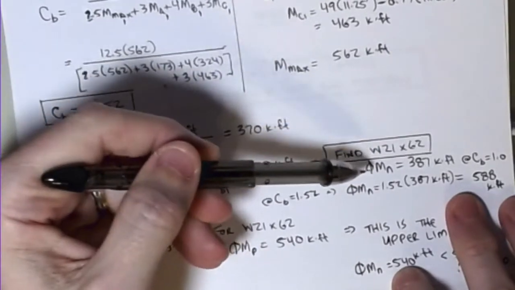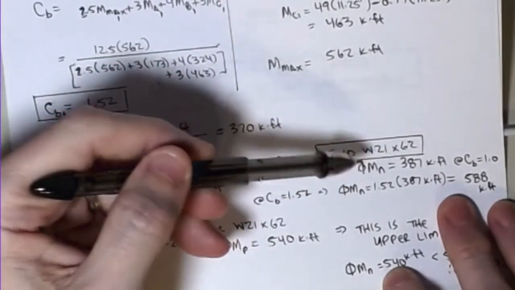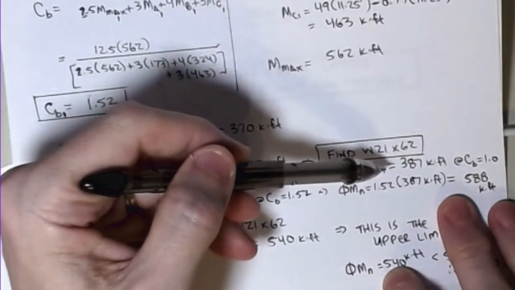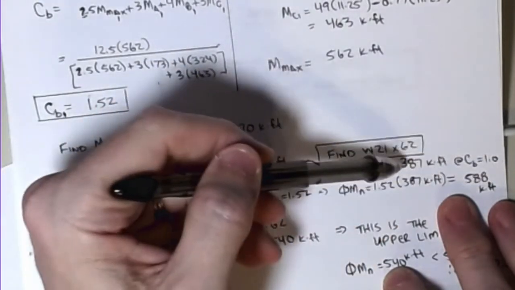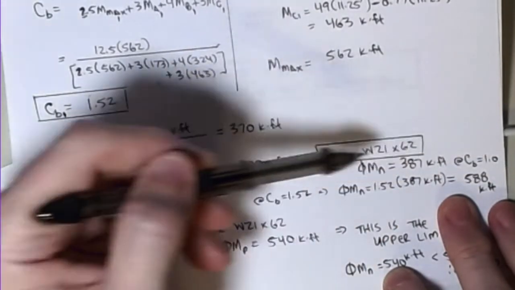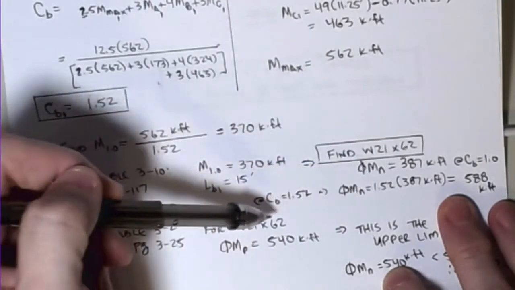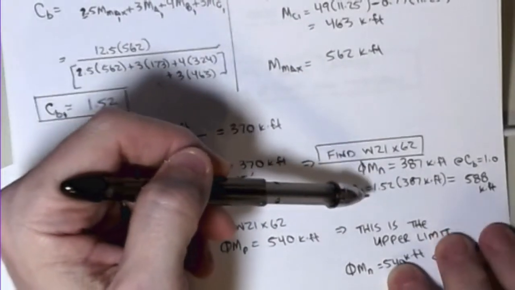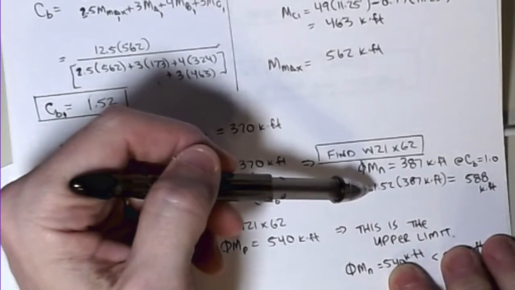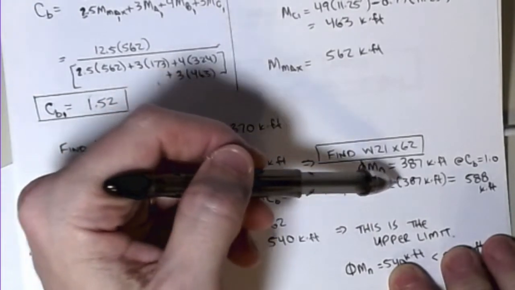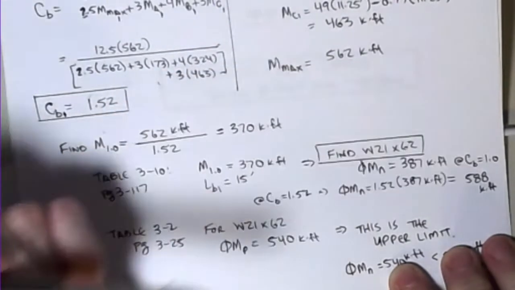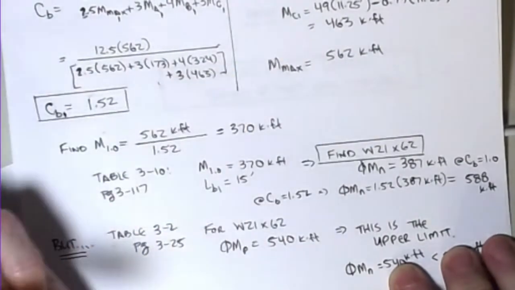At that location, I know it was kind of hard to see in the graph, but I just want to show the mechanics of it. We found that the moment on the CB 1.0 table was 387. The nominal moment capacity we know is CB times that value. So according to that calculation, 1.52 times 387 would be equivalent to 588, and that's well above our 562.